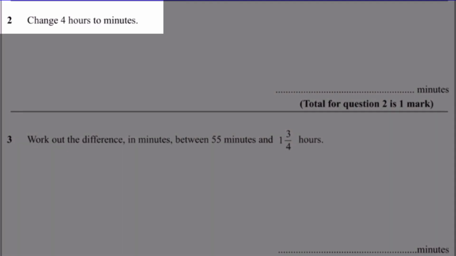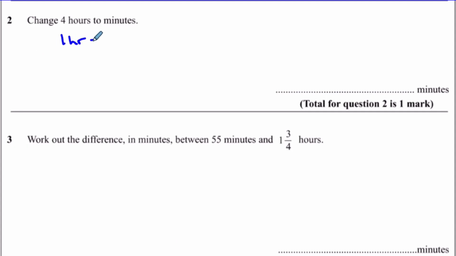Question 2. First thing, read the question. Change 4 hours to minutes. So we write this as 1 hour equals 60 minutes. We times this by 4 to get 4 hours. Whatever we do to one side of the equal sign, we do to the other side.